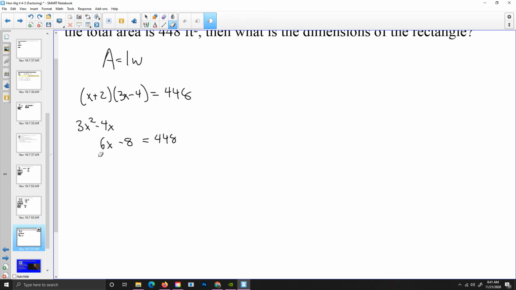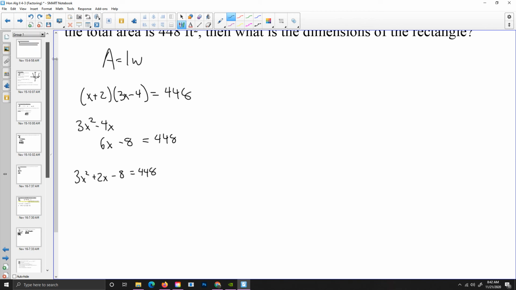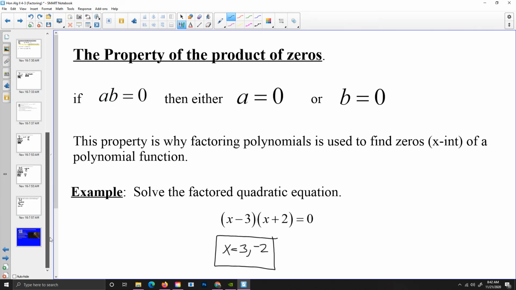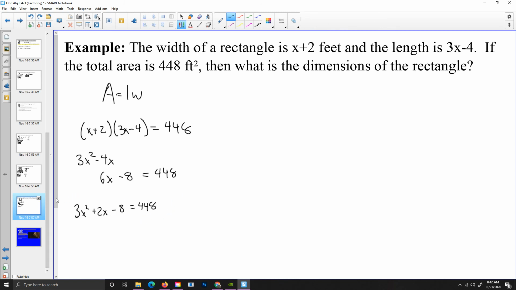All right. So here we're going to get 3x squared plus 2x minus 8 equals 448. So here we have a situation where I have 448 on the right hand side. Now up until this point we have been using this property, the product of zeros, to do our factoring, and it only works when your function is equal to 0. So we have to get this thing to equal 0.